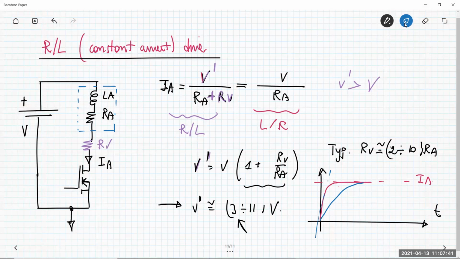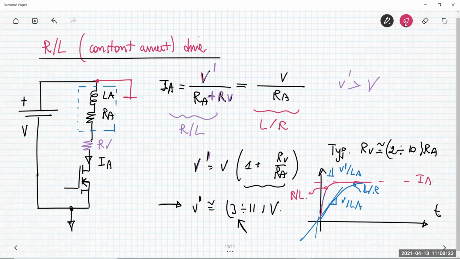because now the slope you can have here is V prime over LA, versus the slope you can have for the L over R, which is V over LA. So basically 3 to 10 times larger. This is for the L over R driver, and the red one is for the R over R driver. So we have a means to speed up our circuit. Then at the turn off, what happens?